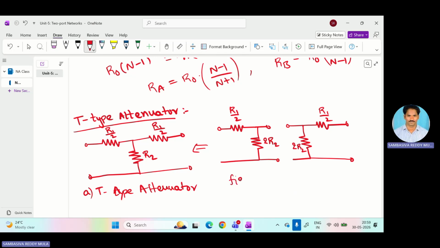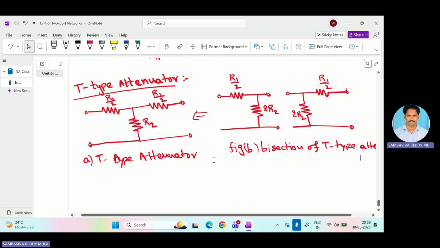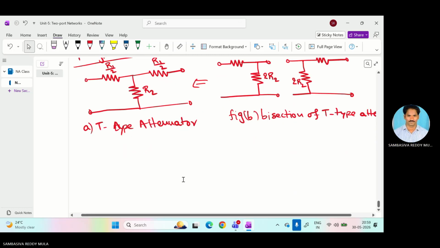This figure shows the bisected network, the bisection of the P-type attenuator. Now, according to the bisection theorem, we can represent this as a lattice network. The series arm of the lattice network is equal to the short circuited input resistance of the bisected network, and the diagonal arm is equal to the open circuited input impedance of the bisected network.